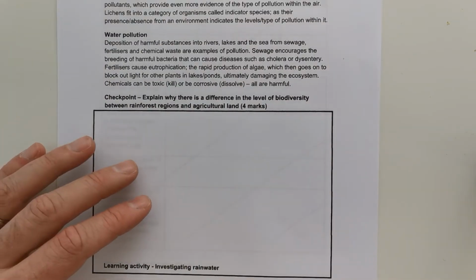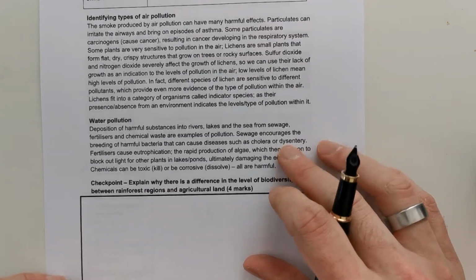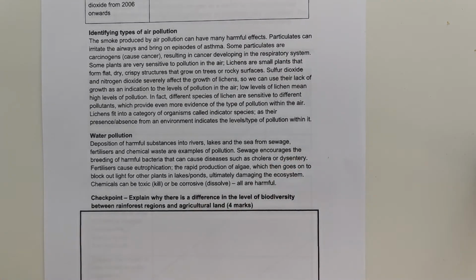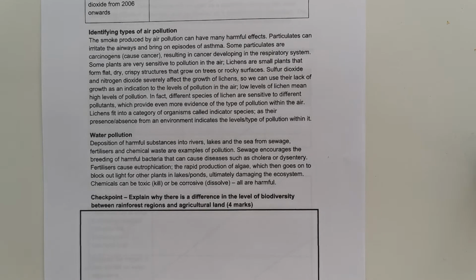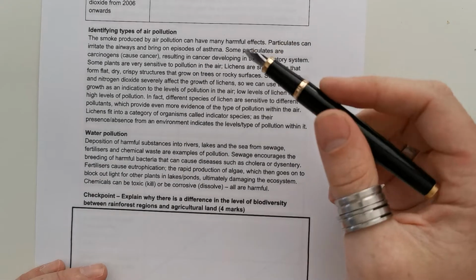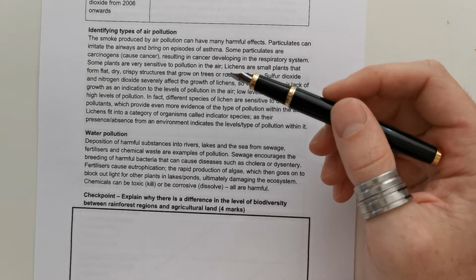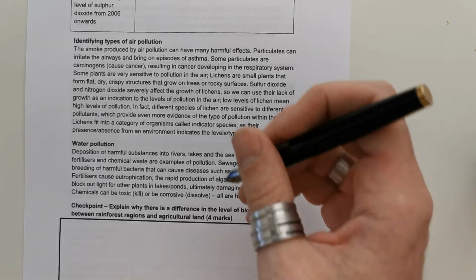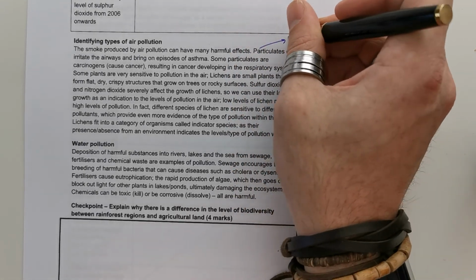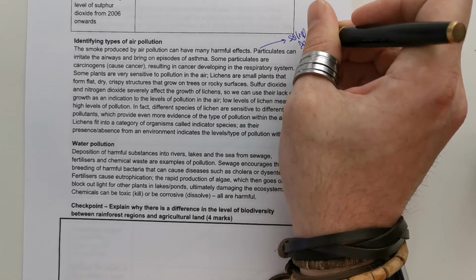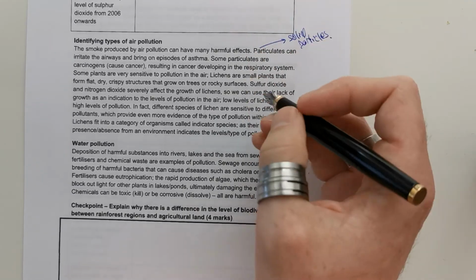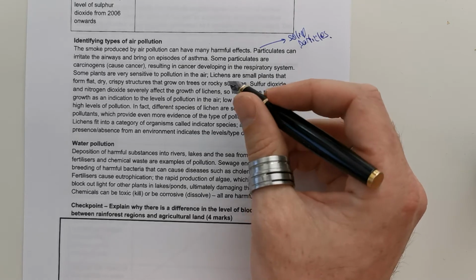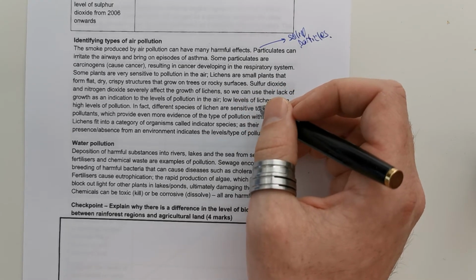Right, and then on to the last sections of this lesson where we can identify types of pollution. Now, there's a couple of points I'd like to make here that sort of go outside of the spec, but let's start with our main bulk of information. Smoke produced by air pollution can have harmful effects. Particulates can irritate the airways and bring on episodes of asthma. So remember, particulates are solid particles that are in the air. Some particulates are carcinogens. They cause cancer, resulting in cancer developing in the respiratory system.